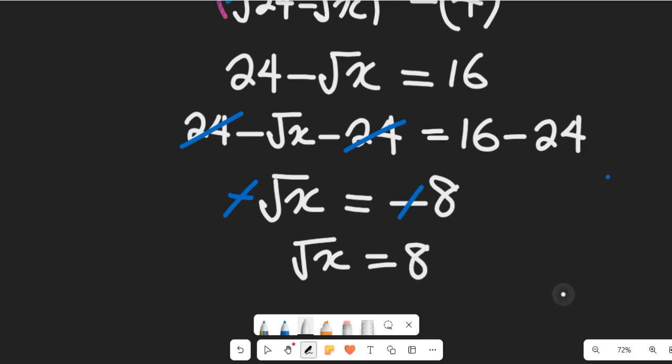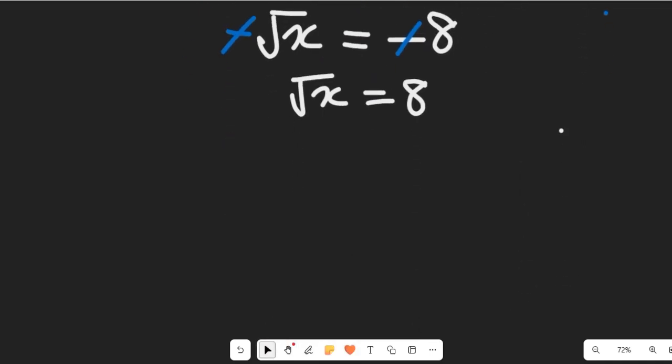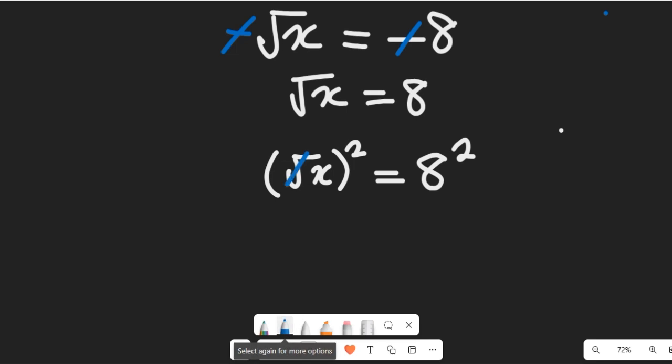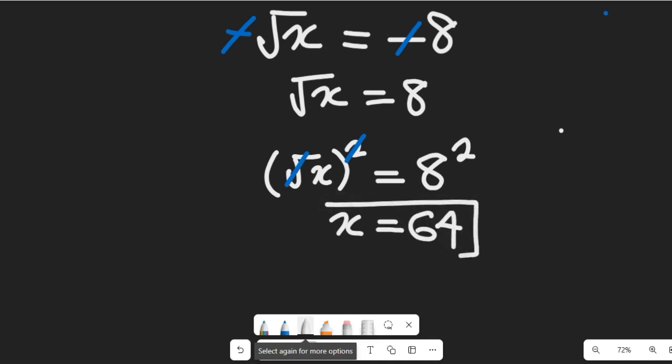Now to find the value of x, we are going to take the square of both sides. So if we take the square of both sides, we'll have x equal to 8 squared. While the square root cancels out the square, the value of our x will be equal to 8 squared, which is 64. And that is the solution to this math expression given to us here.